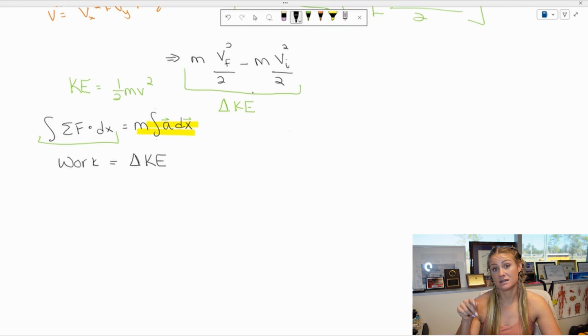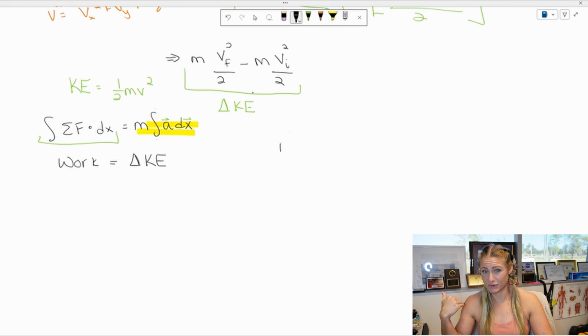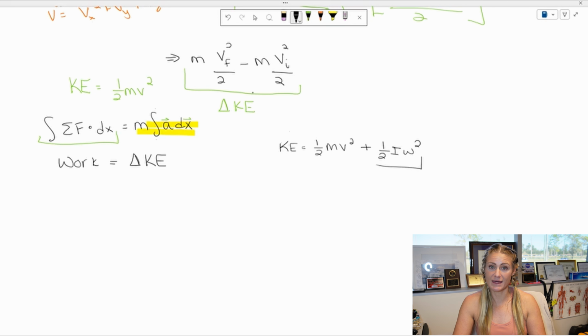But if you notice here, the kinetic energy that we just derived is only linear. And that's okay for particles because particles only have linear motion. It's not okay for rigid bodies. Rigid bodies can rotate and rotation matters. So we're going to need to come up with the second portion of kinetic energy, because kinetic energy is equal to the linear portion plus the angular portion.